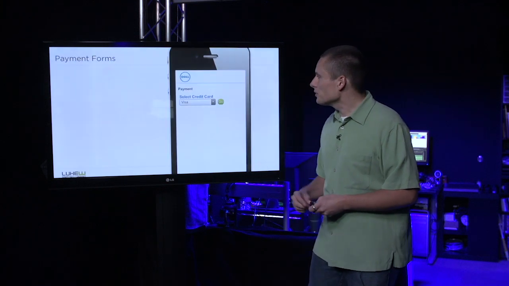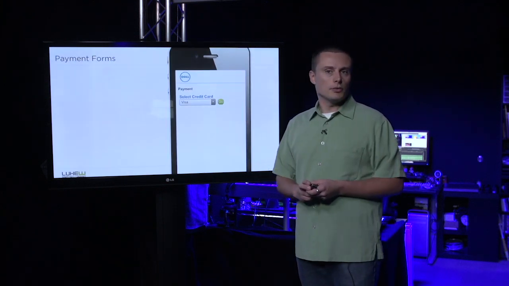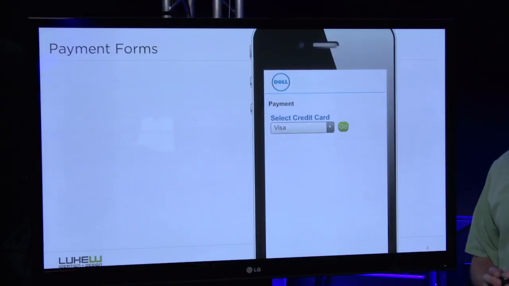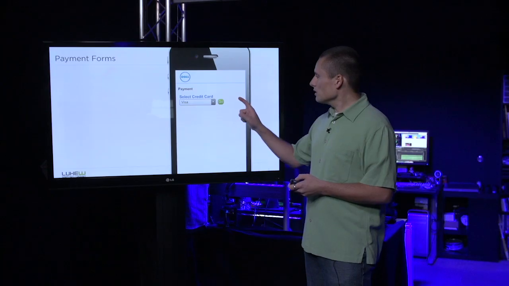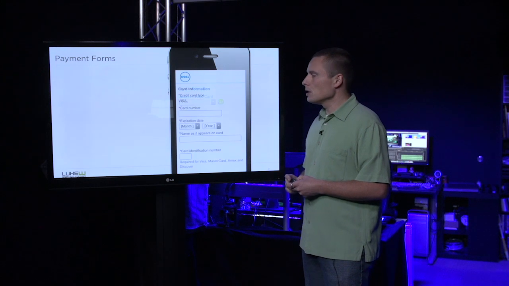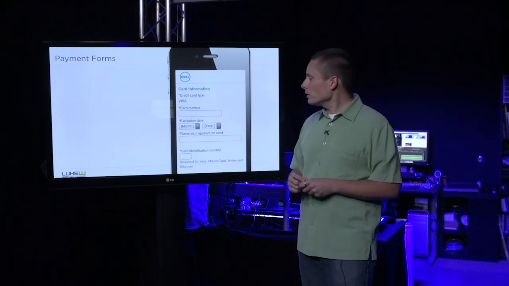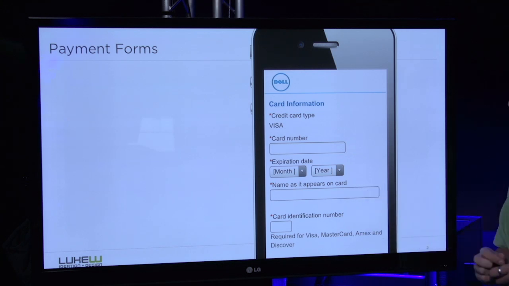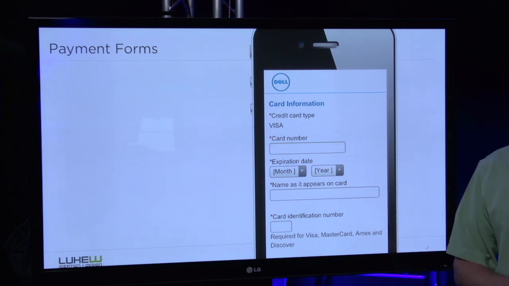Of course, we'll start with a typical example in an e-commerce form. The first step we're asked for here is the type of credit card we're going to use to pay. So we'll select Visa and continue forward. The next set of information we have to fill in is the card number, the expiration date, our name as it appears on the card, and our identification number.